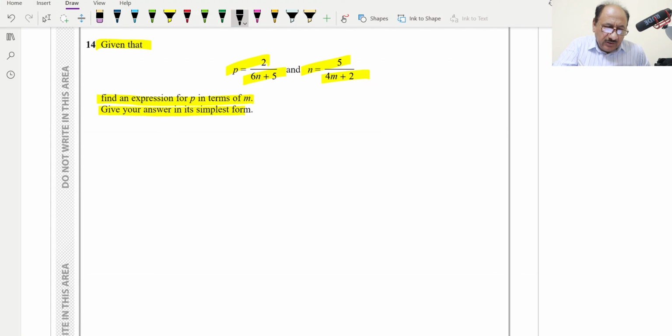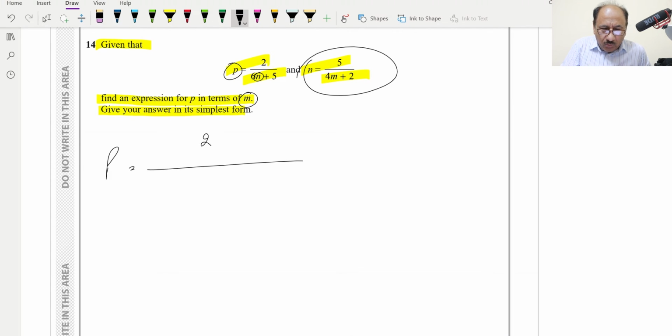So basically, we require P in terms of M. So the n value, we have to replace this value of n in this one. If we incorporate that value, P will be equal to 2 over 4, this will be 6, and n value we can write 5 over 4m plus 2, and this will be plus 5. So what we have done, we have replaced this value of n over here, and we got this step.